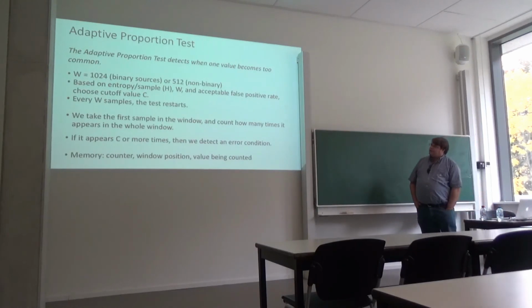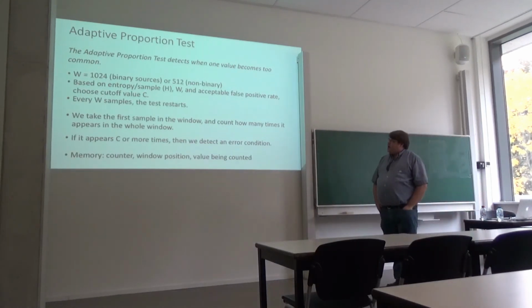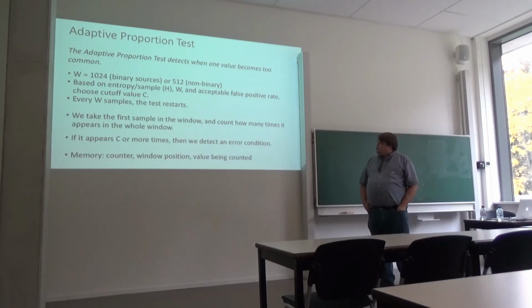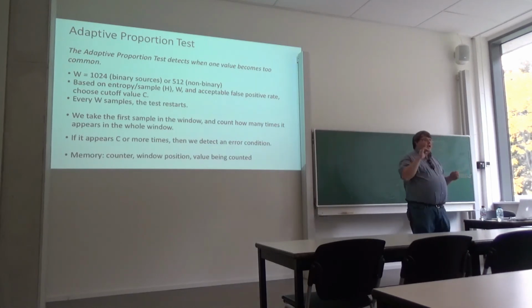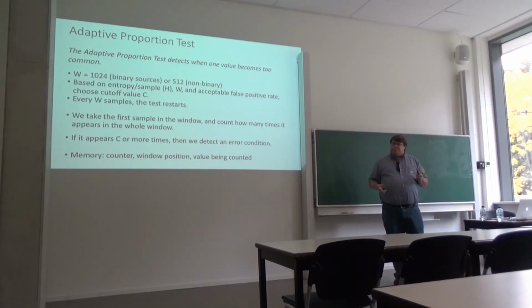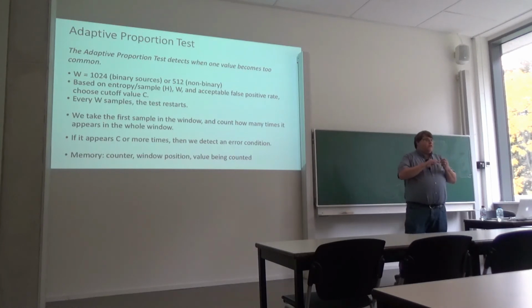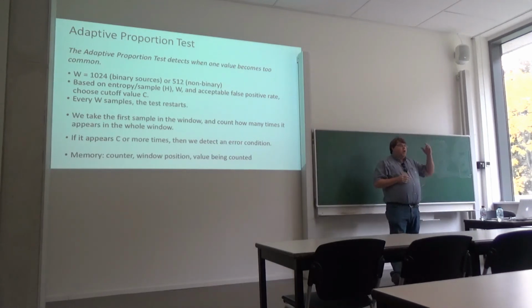The adaptive proportion test is a little more complicated, but it's still a fairly simple idea. We have what we call a window size. Remember, we're not doing any buffering, so we're just keeping count. We decide that we're at the beginning of a window. We look at the next noise source sample and store it. Say we're doing a 1024-sample window: for the next 1023 samples, we compare them with this first sample in the window, and we increment a counter if they're the same. So we get a count of how many samples in the rest of the window were the same as the first sample.